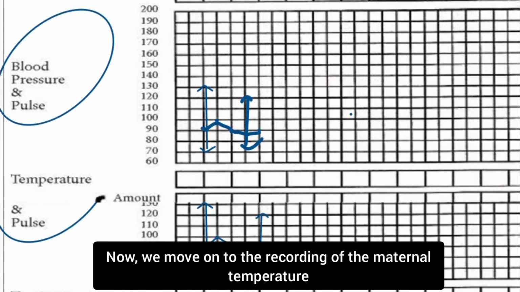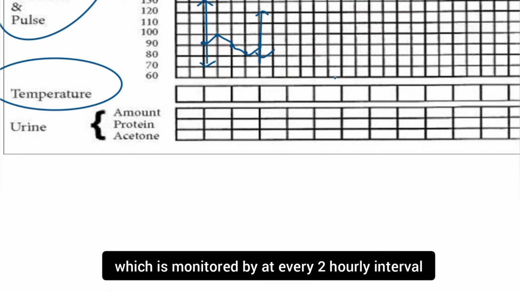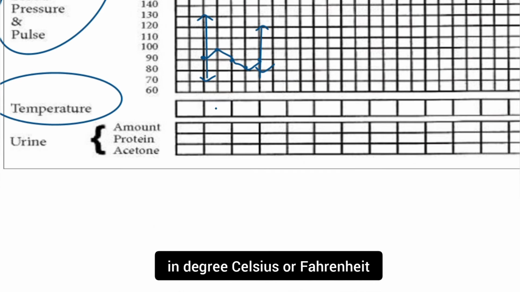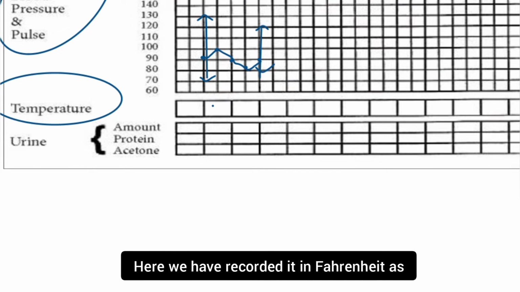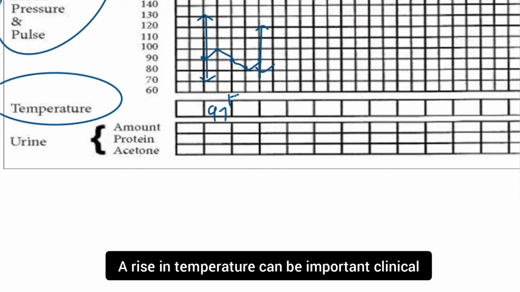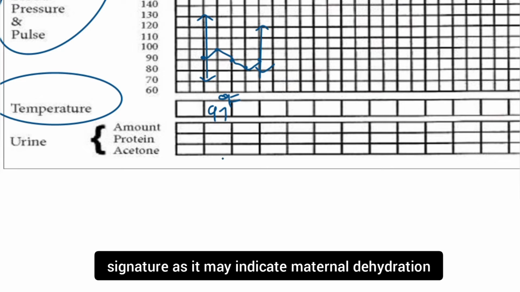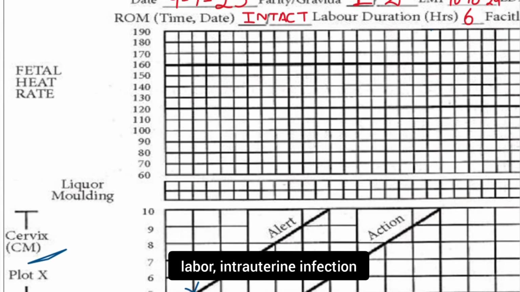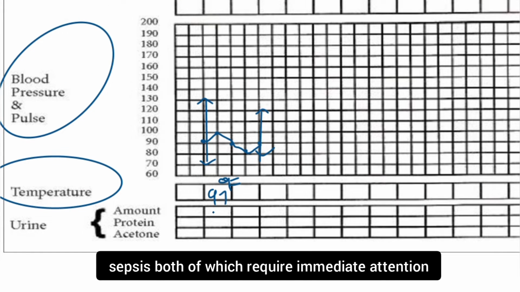Now we move on to the recording of the maternal temperature, which is monitored at every 2-hourly interval, and the temperature can be recorded either in degrees Celsius or Fahrenheit. Here we have recorded it in Fahrenheit as 97 Fahrenheit on admission. A rise in temperature can be an important clinical sign as it may indicate maternal dehydration or critical conditions such as obstructed labor or intrauterine infection, sepsis, both of which require immediate attention.